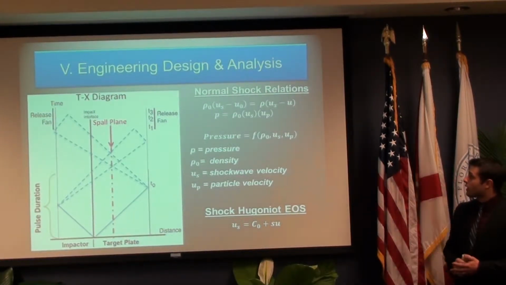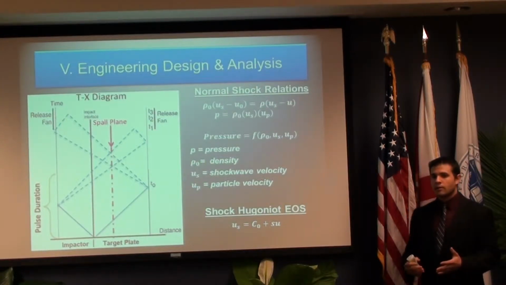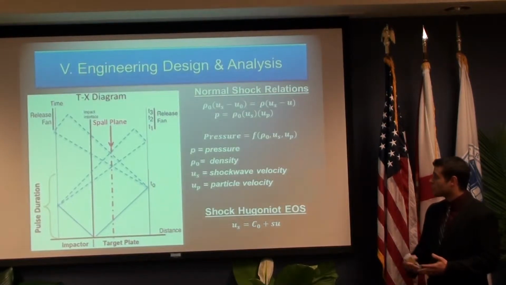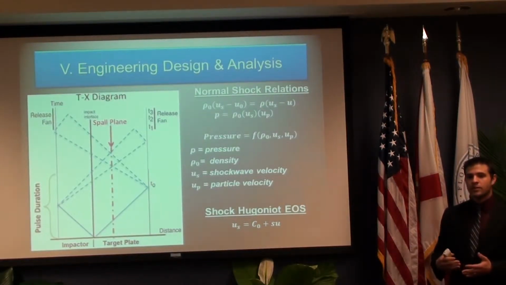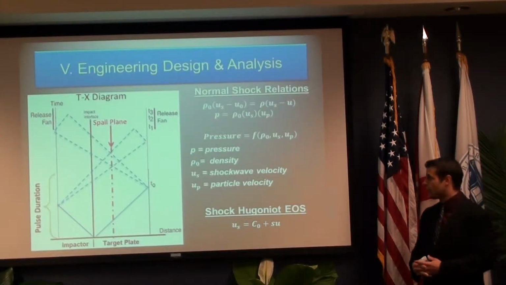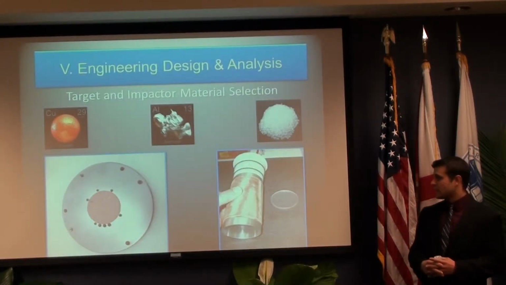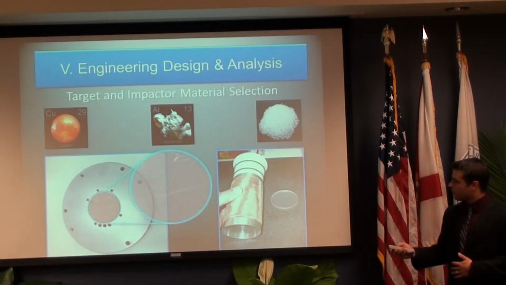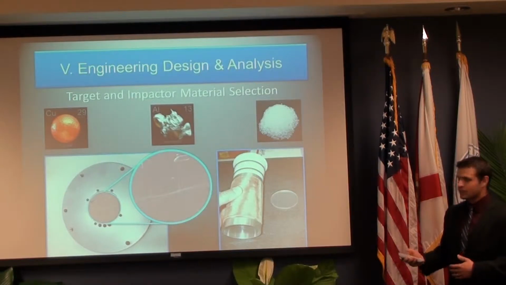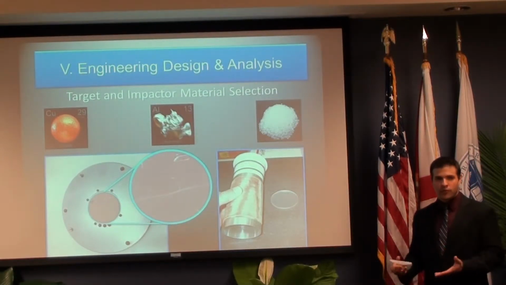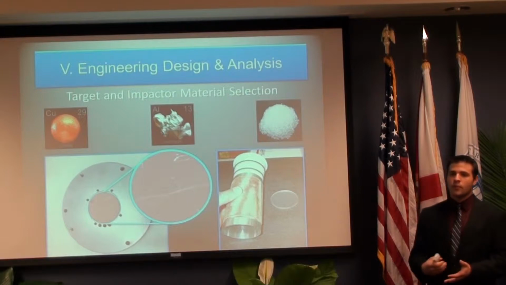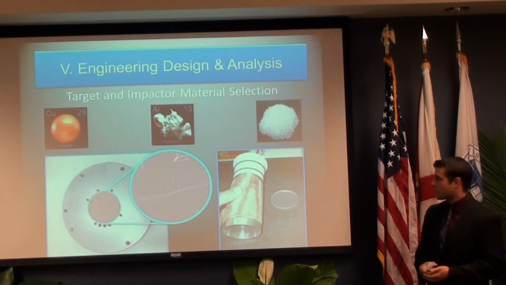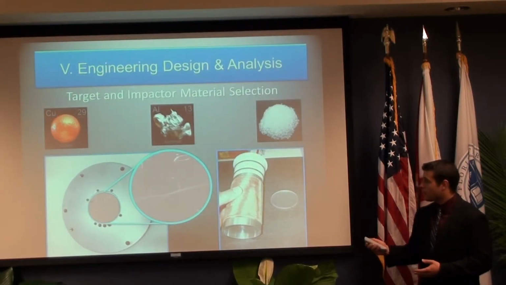Now, over here on the right, we have some equations that we used to calculate where the spall plane would actually land. The impact pressure is a function of the density of the material, the shock wave velocity, and the particle velocity. Now, for the material selected for our target, as you can see here, it's a very faint circle. That's our target that we're analyzing. For every experiment, it's going to be made out of copper. The reason why we use copper is because it's a very common material that the Air Force uses in a lot of their applications. Around that is our momentum trap.